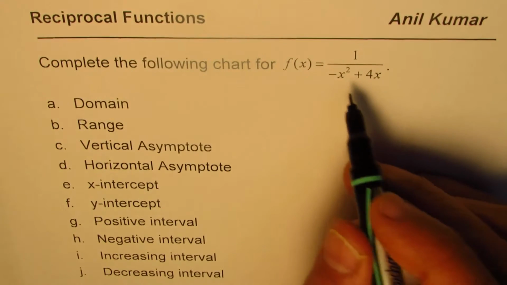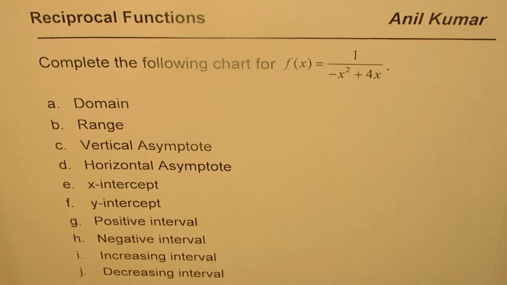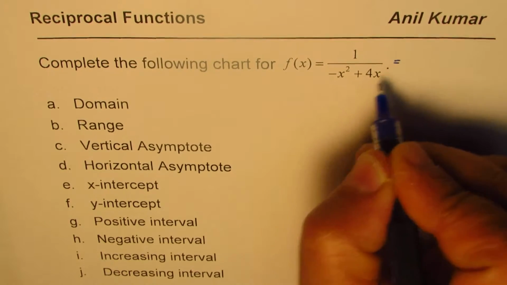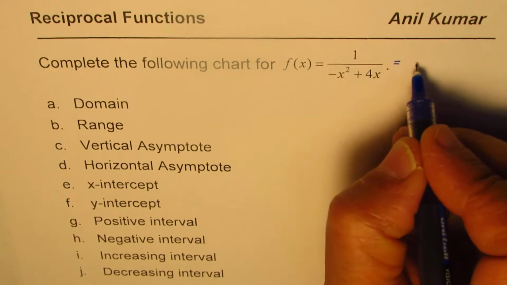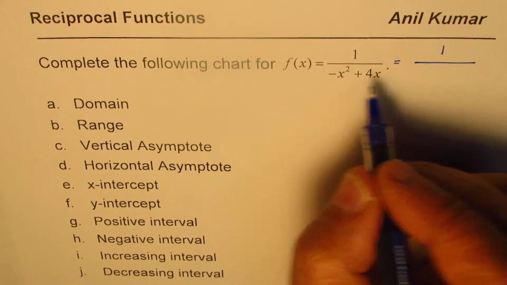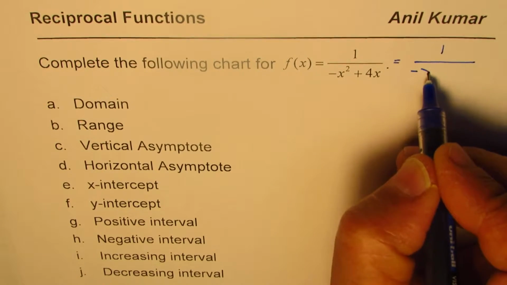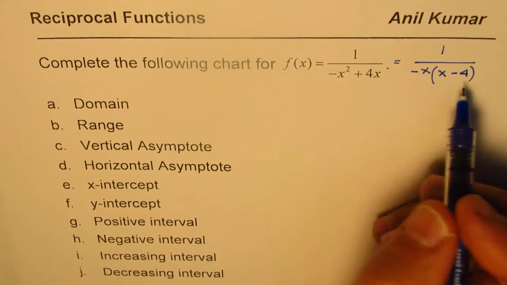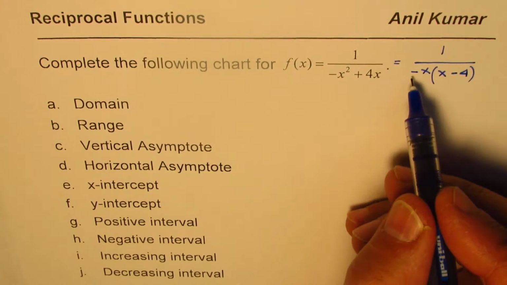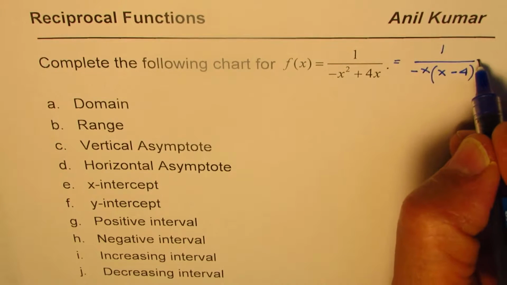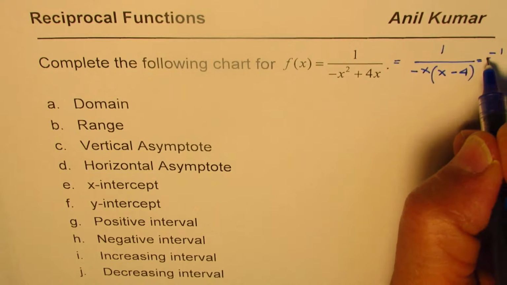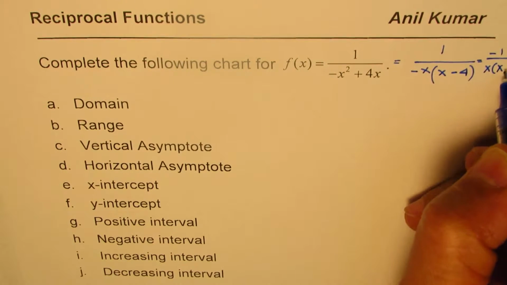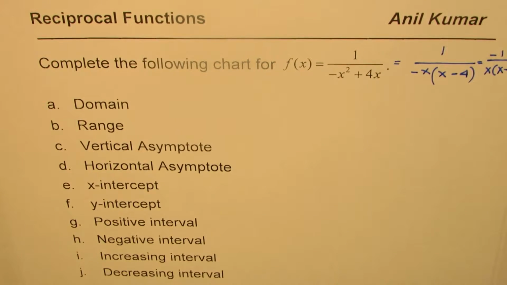Well, we can roughly sketch it. And to sketch, it is important to factor the denominators. So I'll write this function as 1 over, I'll factor out minus x. So we are left with x minus 4. Is it okay? So that is how the function is. Negative I could have written on the top also. Let me write this as minus 1 over x times x minus 4. Okay. So that is how we could write our function.